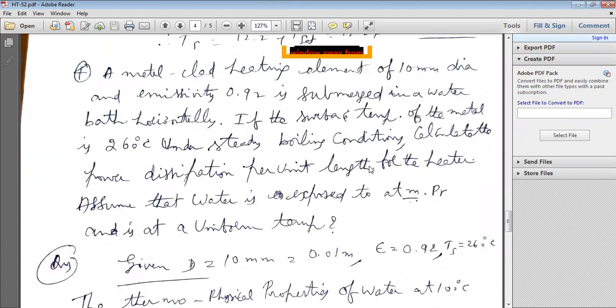Next, that's about nucleate boiling problems. Now we'll solve some small problem under film boiling.